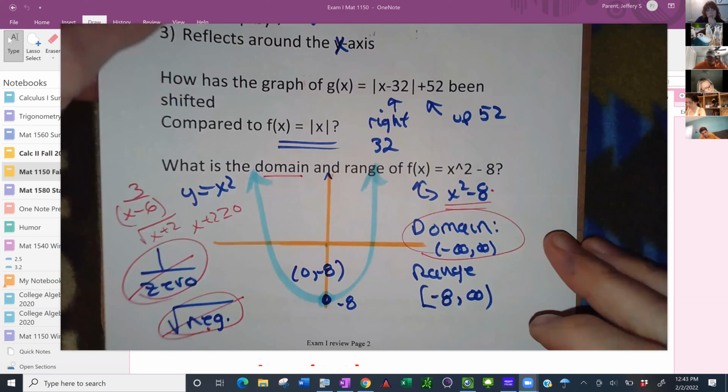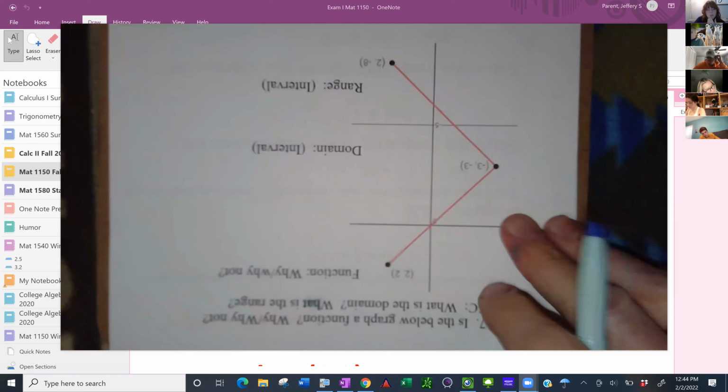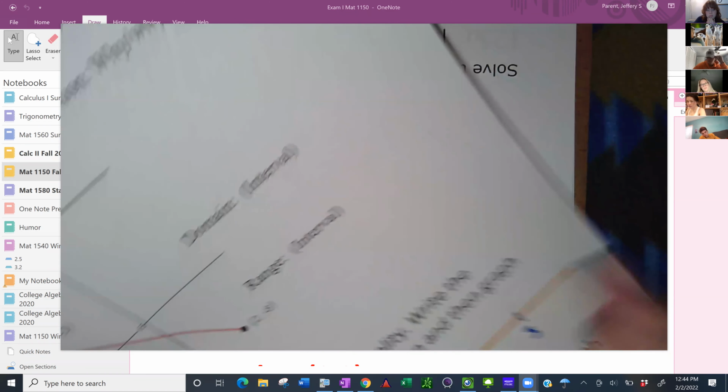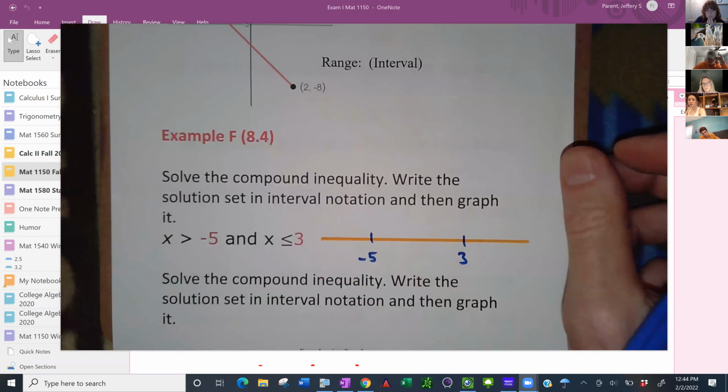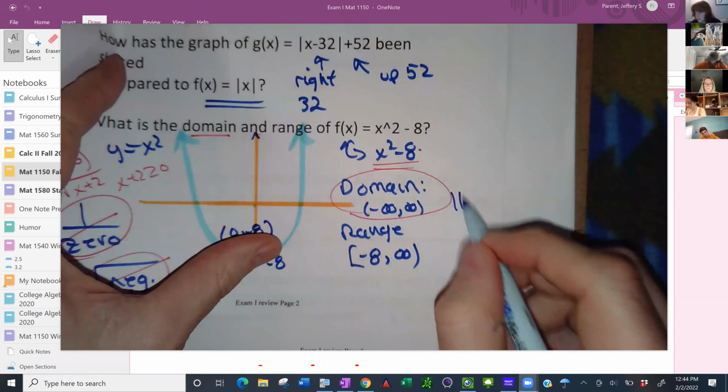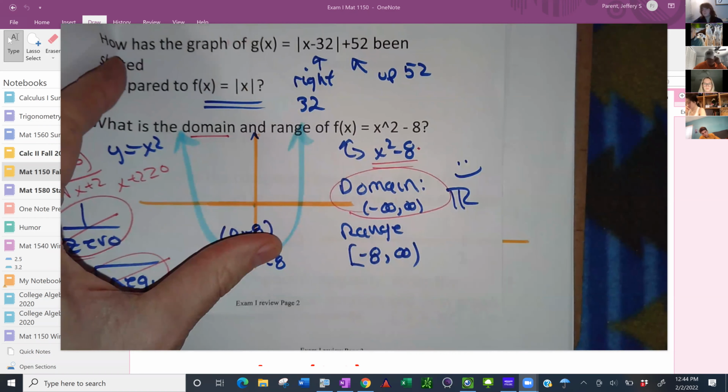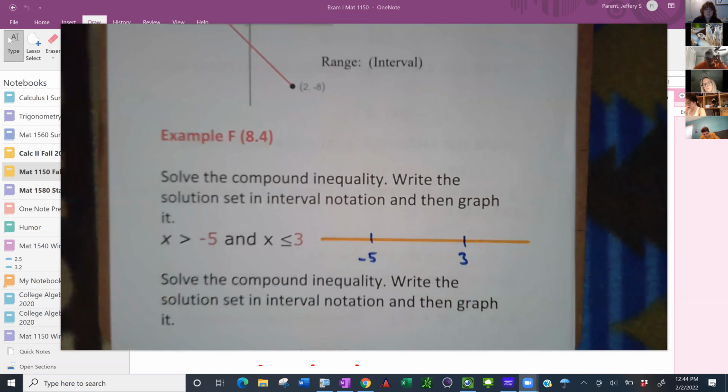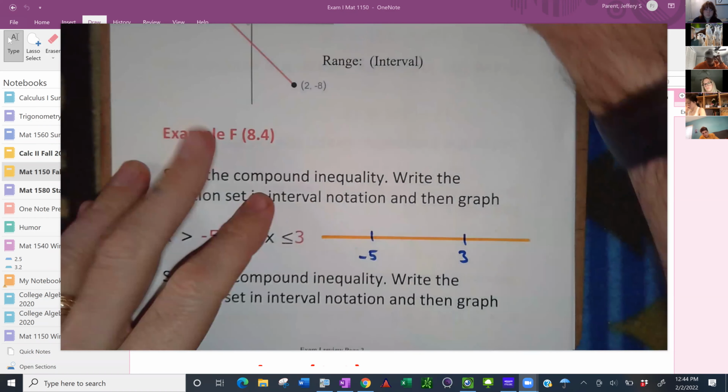Beautiful. Can we use script R instead? Oh, yeah. If you use script R here, that's a bonus point. I like script R. That's kind of cool. It basically stands for all the real numbers.